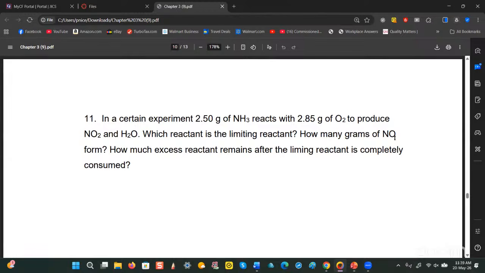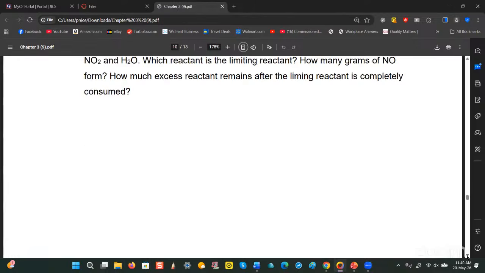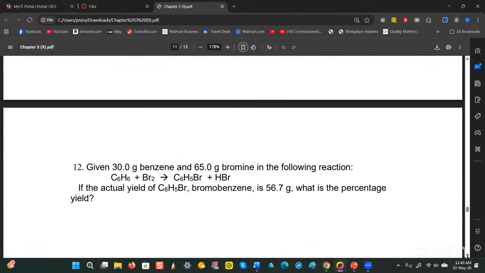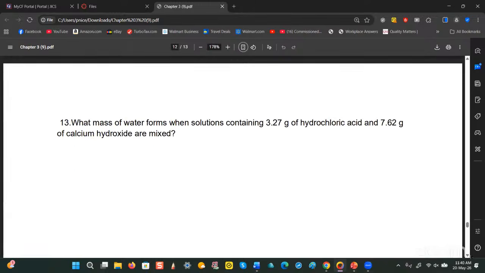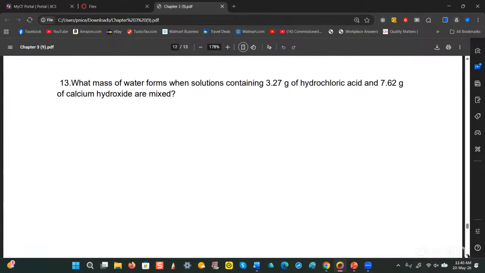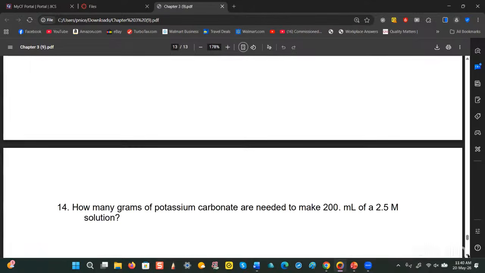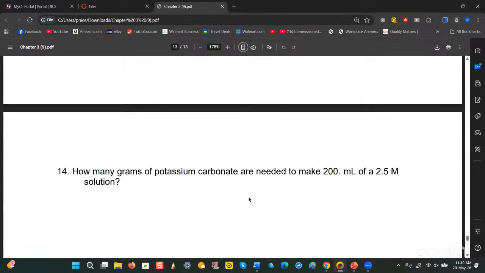It asks which reactant is limiting, how many grams of NO2 is formed, and how much excess reactant remains after the reaction, when the limiting reactant is completely consumed. Okay, so you should be able to do number 11. You should be able to do number 12. Let me see here. Number 13. Oh, and that's it. Okay, so far you should be able to do up to number 13.